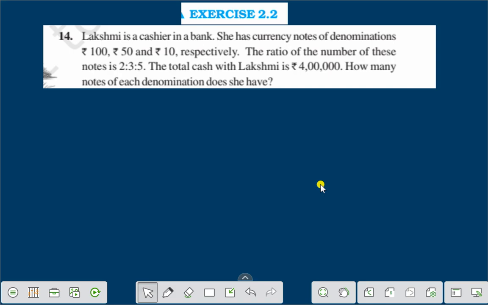Today I shall discuss exercise 2.2 question number 14. Lakshmi is a cashier in a bank. She has currency notes of denominations rupees 100, rupees 50 and rupees 10 respectively. The ratio of the number of these notes is 2 is to 3 is to 5. The total cash with Lakshmi is rupees 4 lakh. How many notes of each denomination does she have?